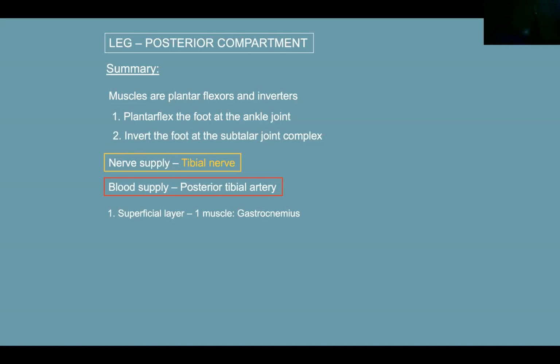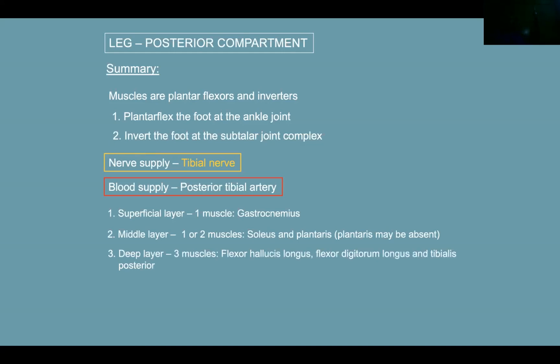Anyways, so the first layer, the first muscle, is gastrocnemius. And then we have a middle layer. So the first layer was having one muscle. The second layer has one or two muscles, and these muscles are soleus and plantaris. Now this plantaris may be absent. It's a very tiny muscle. And then the third layer, which is a deep layer, has three muscles. These muscles are flexor for my big toe, flexor for my digits, and a counterpart of tibialis anterior.